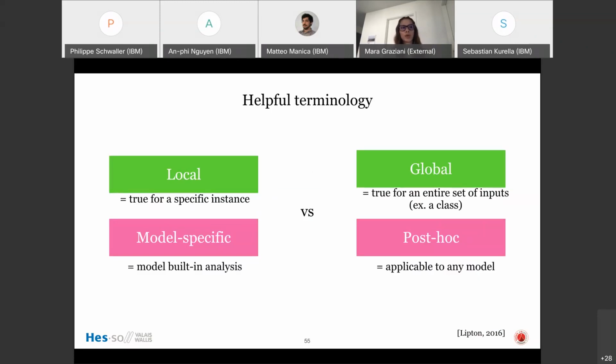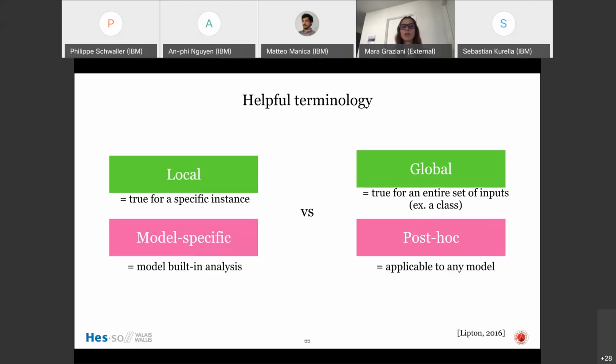A model-specific approach is a way of building an interpretability analysis already built into a specific model, or that anyway applies only to a particular model. For example, some networks giving also attention maps is a sort of model-specific interpretation.